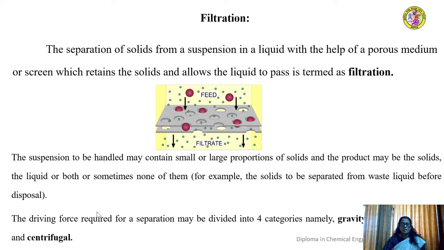So in a filtration operation, the suspension that you are going to handle may contain a small proportion of solid, or the proportion of solids may be quite large. After filtration, either the solid that is separated may be the product, or the liquid that is separated in the form of filtrate may be the product, or in some cases both may be useful products, or in some other cases neither of them are the products. For example, in the effluent treatment, that is in the wastewater treatment process, the waste liquid will contain some suspended solid.